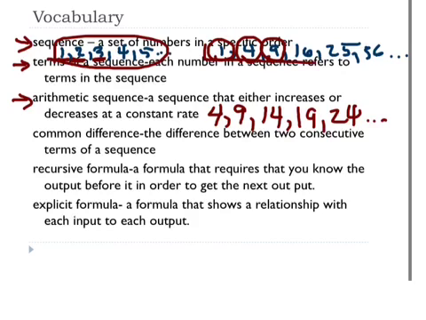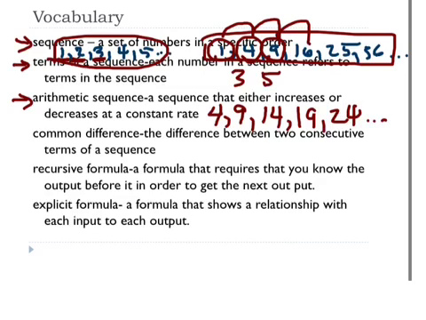This one up here is not an arithmetic sequence. When I jump from 1 to 4, that's a jump of 3. Let's put that down there. When I jump from 4 to 9, that's a jump of 5. 9 to 16, that's a jump of 7, and you notice that there's nothing consistent here. So this is not an arithmetic sequence, all right?